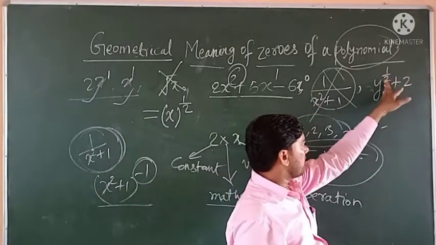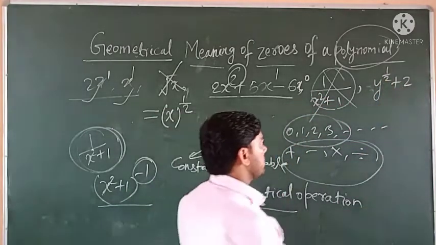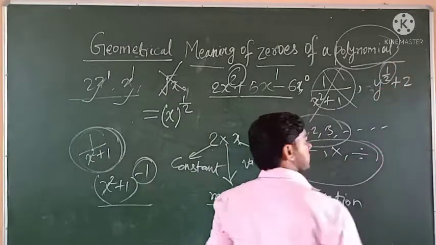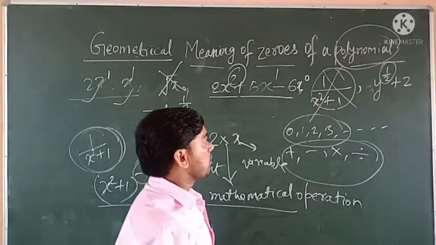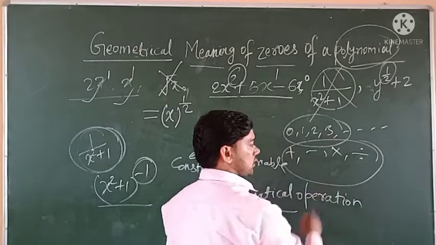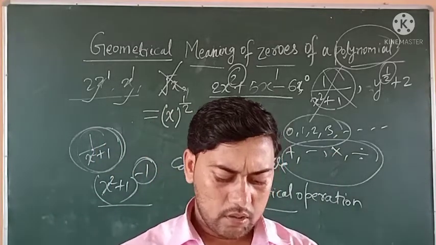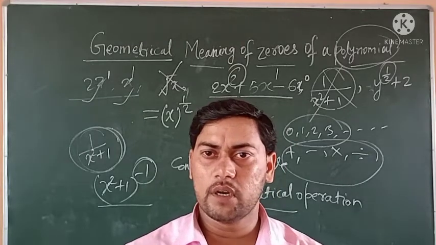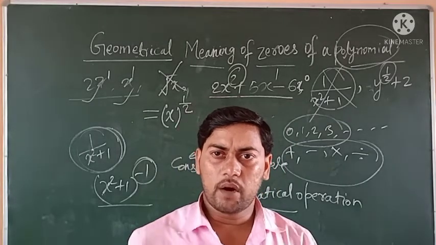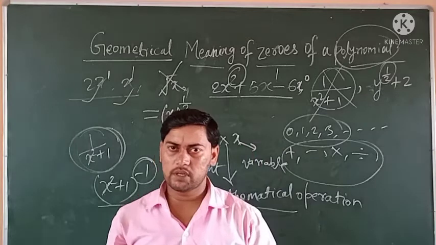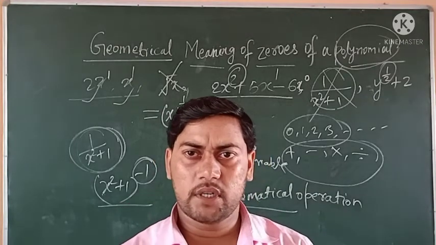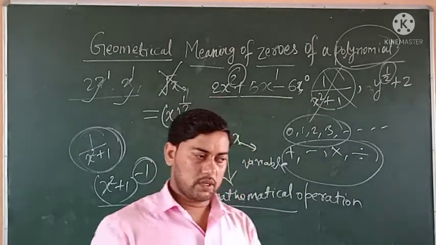y to the power 1 by 2 plus 2 is also not a polynomial, because 1 by 2 is not a whole number. So to identify a polynomial, the power of the variable should always be a whole number. If the power of the variable is not a whole number, the algebraic expression is not a polynomial.